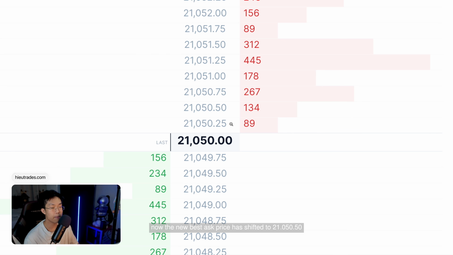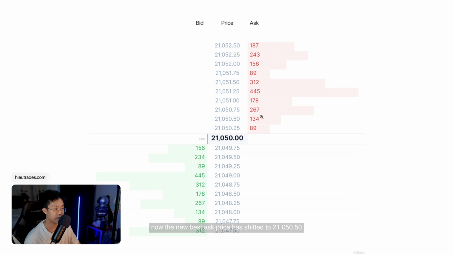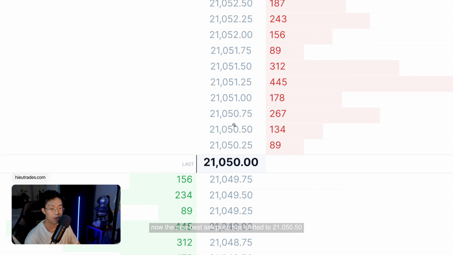Now, the new best ask price has shifted to 21050.50. Not because someone said it should go up, not because a pattern formed, but because a buyer was aggressive enough to consume the available supply at the level below it.